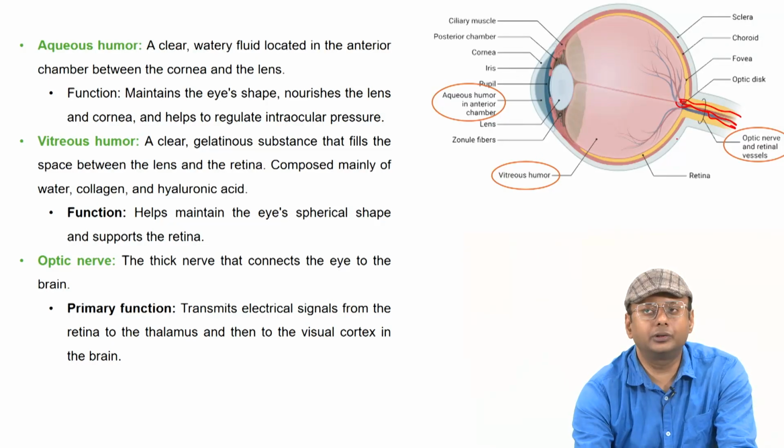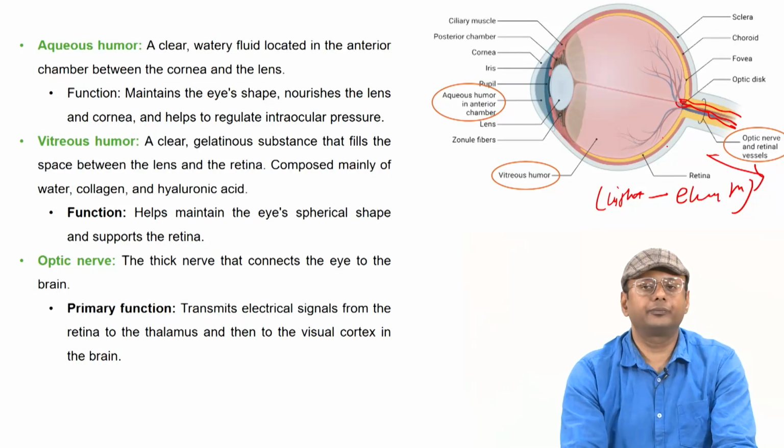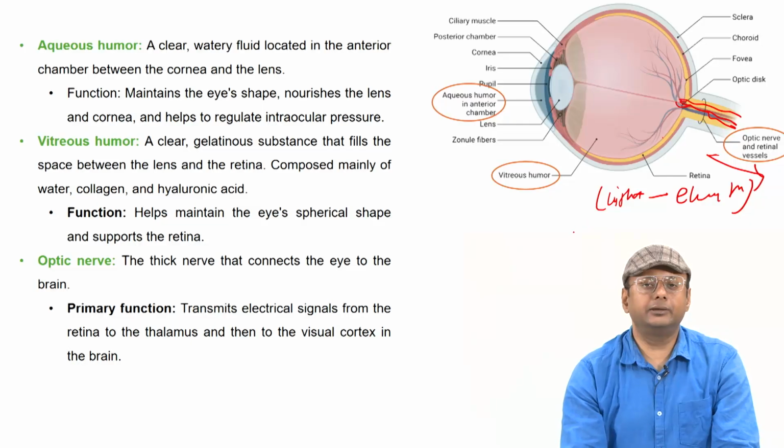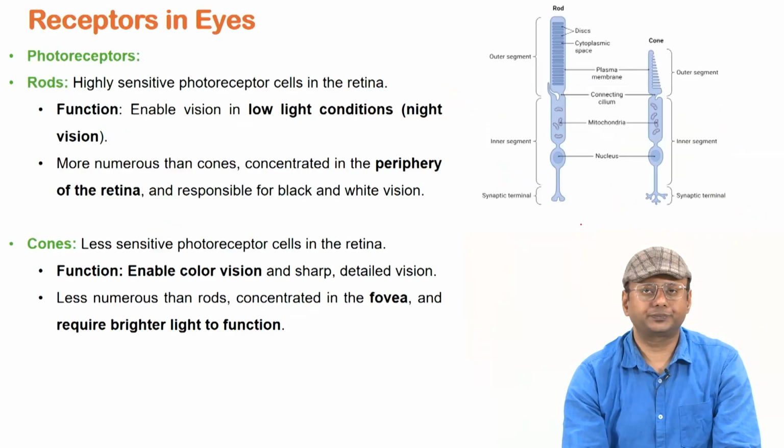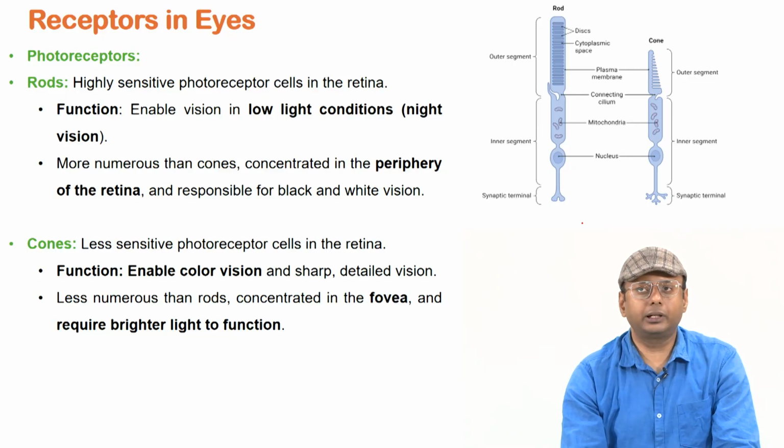Because as we said, in the retina the light signal is changed to an electrical signal, and this electrical signal is transmitted via the optic nerve to the brain. So via the optic nerve the electrical signal eventually is transmitted to the brain for further processing.